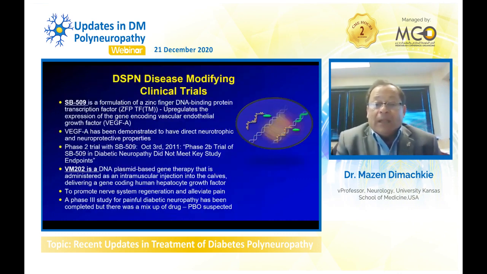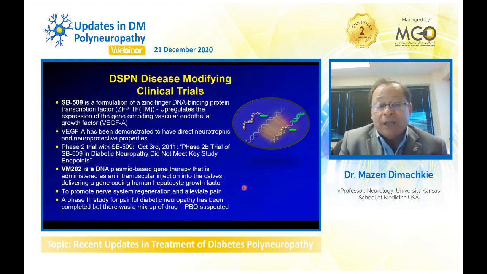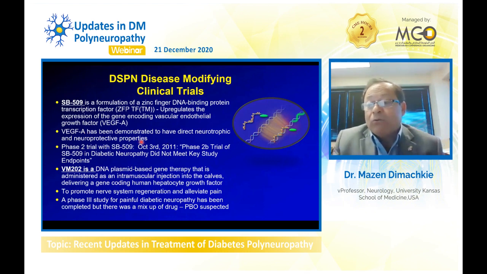Now, going along the lines of experiments targeting modification of the disease, there's a drug called SB509. SB509 induces vascular endothelial growth factor type A, and is neurotrophic and neuroprotective, meaning it grows nerves and protects nerves from injury. Unfortunately, a phase 2 study was negative.